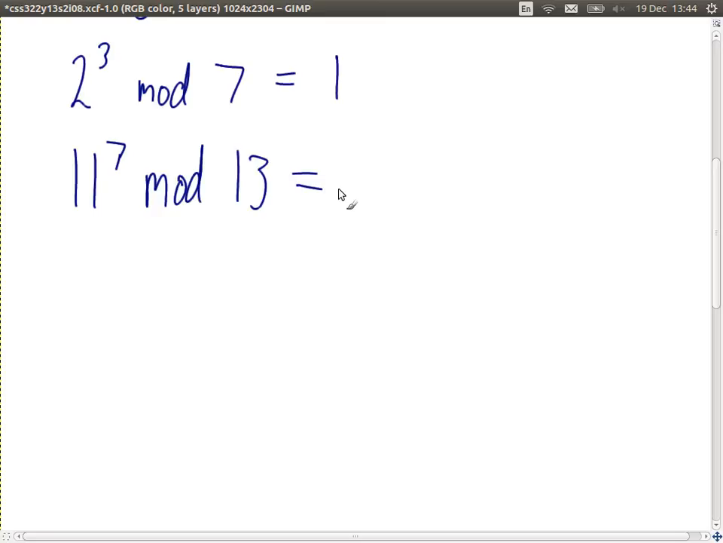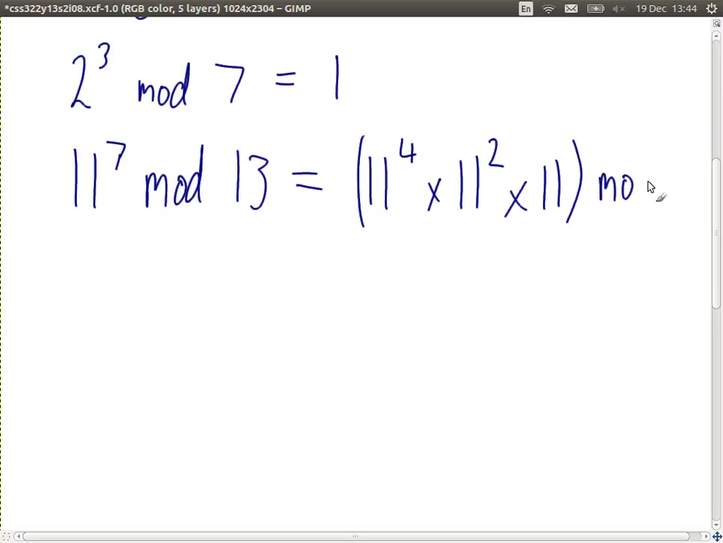So one way is to use the property that we just saw. Remember, exponentiation is just multiplication multiple times. Let's break this into, there are different ways to do it, we'll see why in a minute, but 11 to the power of 7 is the same as 11 to the power of 4 times 11 to the power of 2 times 11. That is the exponents 4 plus 2 plus 1, which is 7. That's a normal property of exponentiation. How does it help us?